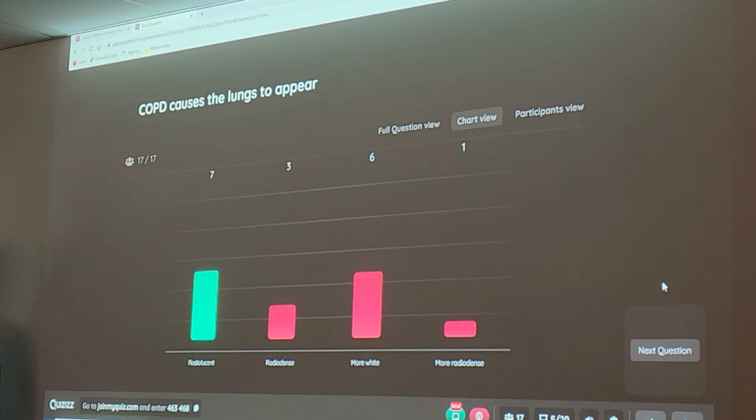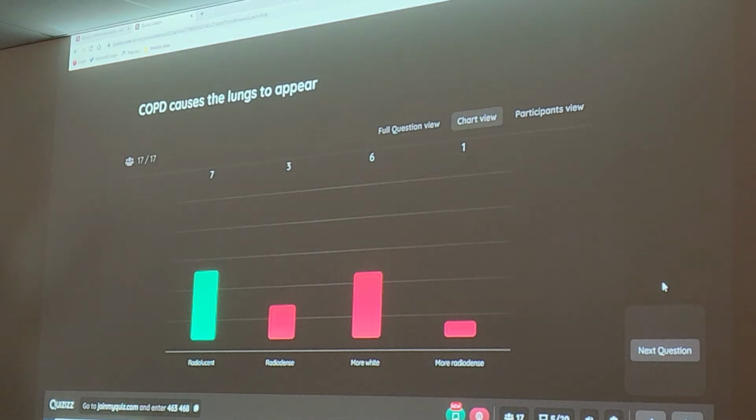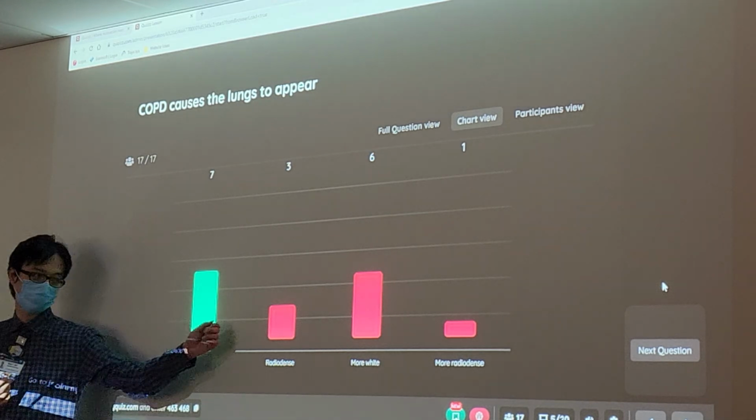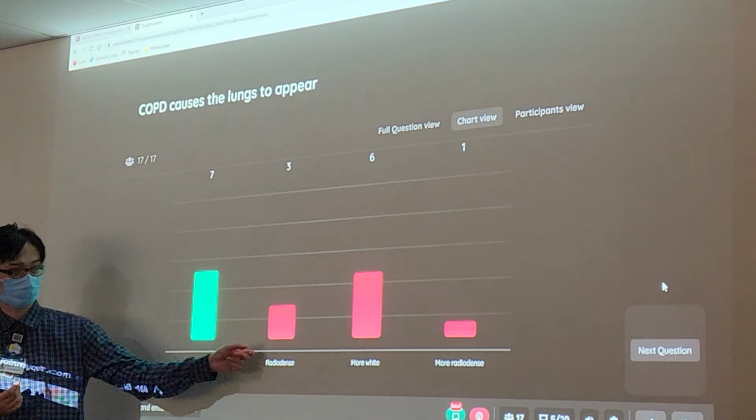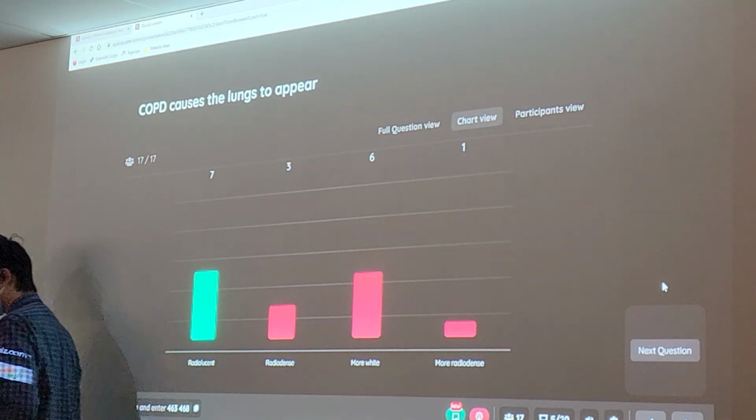So yes, COPD basically makes the lungs look more radiolucent. Remember, earlier we said COPD traps air in the lungs. So if there's more air in the lungs, it's gonna look more radiolucent, right? It's gonna look less radiodense. It's gonna look more black. Okay.